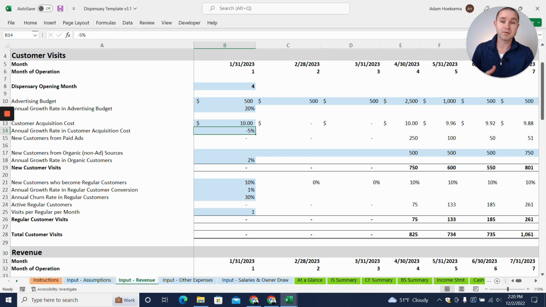So we're thinking that, hey, maybe over time we're going to be able to decrease the customer acquisition cost. Maybe it also increases, so maybe it's harder and harder to find new customers over time. So maybe we should increase that to a positive 5%. That means that cost will go up over time.